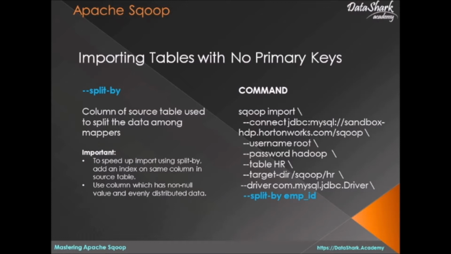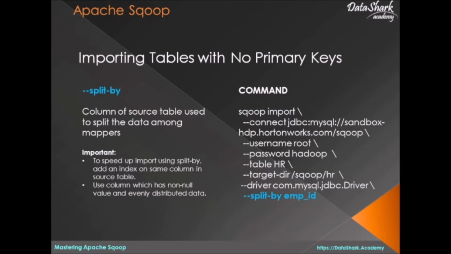So far in this course, we learned that by default, Sqoop uses the primary key of the source table to divide the data range among its mappers. If there is no primary key in the source table, then either we need to specifically set the number of mappers equal to 1 using num-mappers or -m directives, or use the split-by directive.